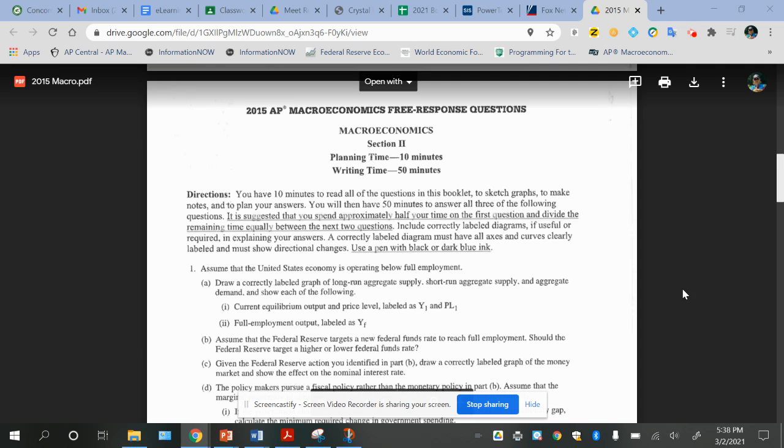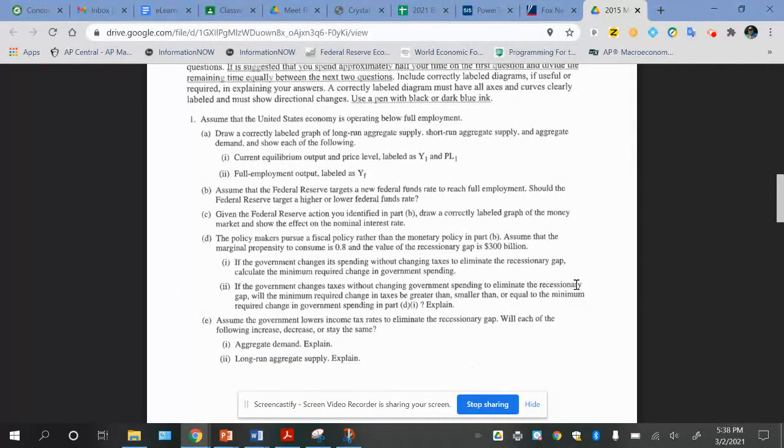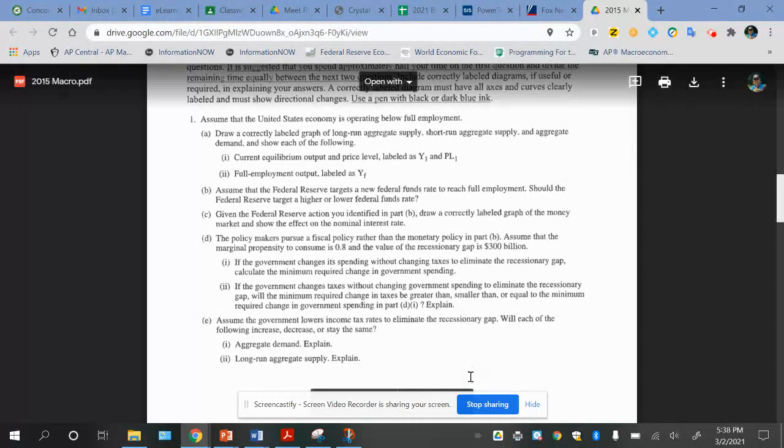Hey, AP students, we're here with some free response question practice problems. We're at the 2015 test. This should have been shared with you, but I will show you the questions as we go through. So anyway, starting with number one, pause it, take a picture with your phone so you can look at it as we go. I'm going to start solving it here.